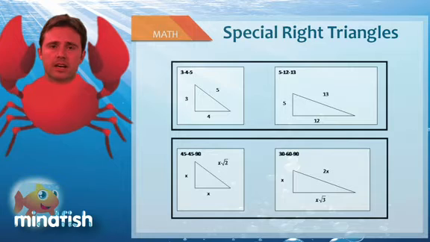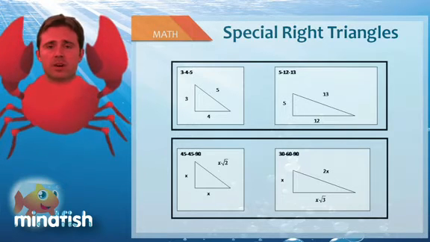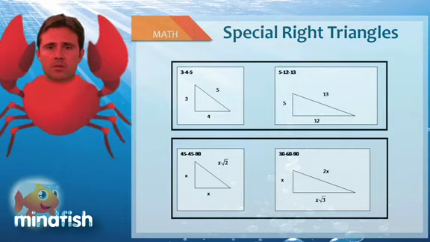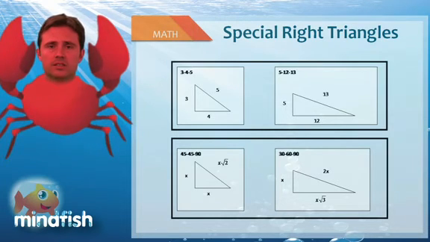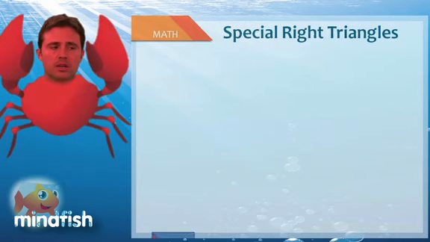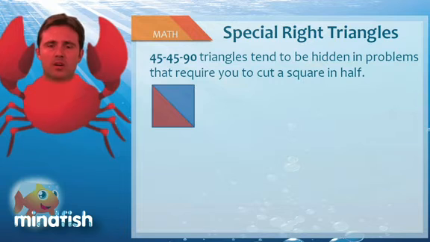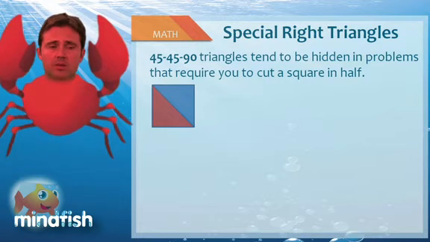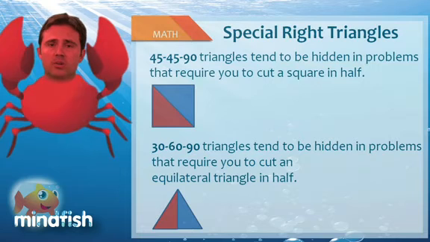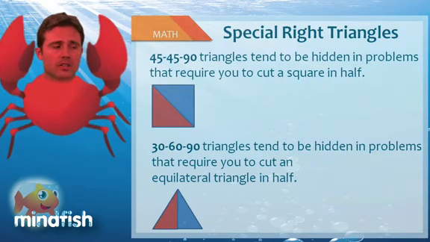A 30, 60, 90 has the relationship x, x root 3, and 2x. So if I told you that the small side was 3, the large side would be 3 root 3, and the hypotenuse would be 6. So it's important to understand that these special right triangles show up in certain situations. 45, 45, 90 triangles show up often when you cut a square in half, yielding 2 45, 45, 90 triangles. 30, 60, 90 triangles show up when you cut an equilateral triangle in half, forming 2 30, 60, 90 triangles.